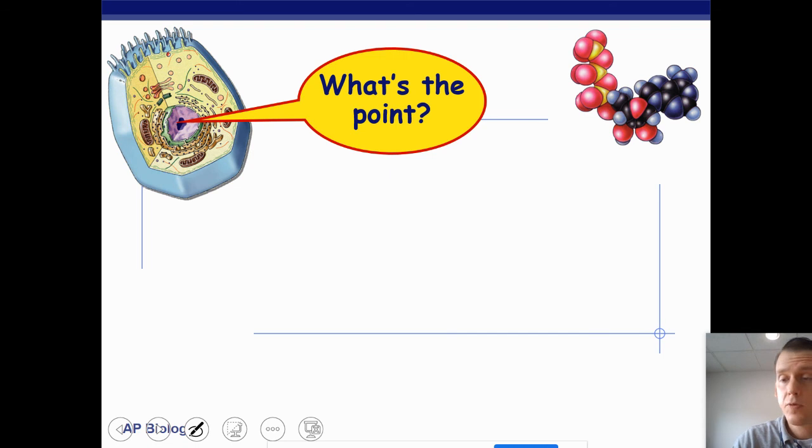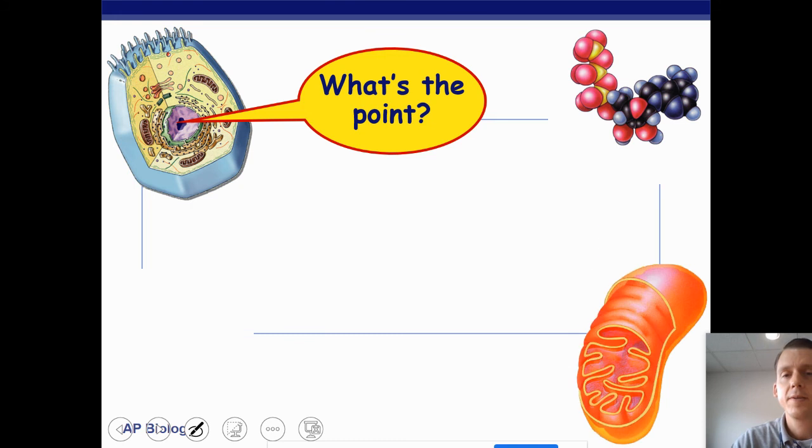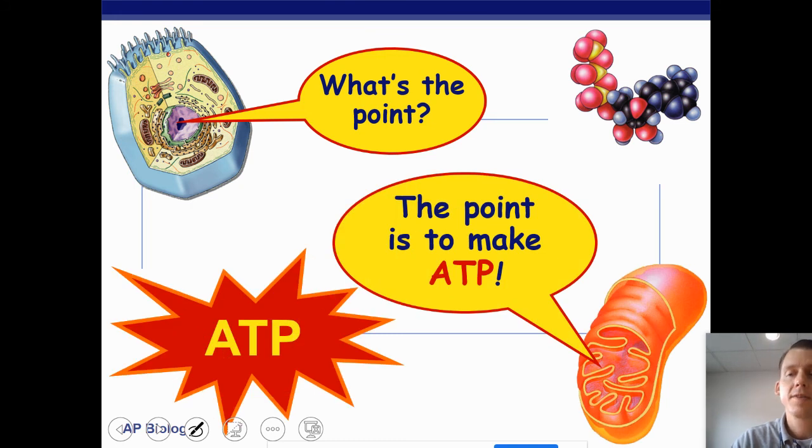As we move on to learn about these different parts of cell respiration, you should always remember, what is the point? The point of all of this complicated stuff that we're going over is to make ATP. ATP is the point here.